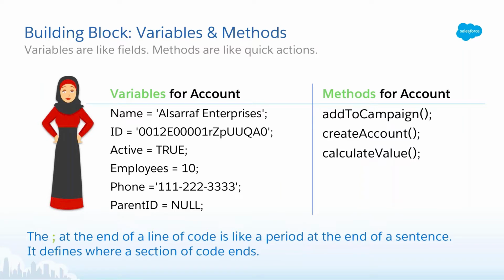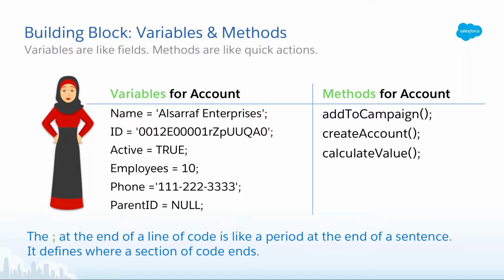So let's look at some of the ones that we could use for the account class. Things like the name of the account, whether the account is active, and how many employees the account has. You'll see that there are variables here that have values next to them. For example, employees has a value of 10. So classes have variables, and sometimes those variables have default values, just like fields in Salesforce have default values sometimes. And sometimes they have no default value.